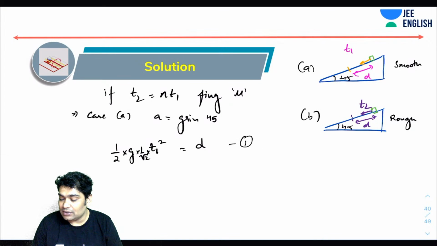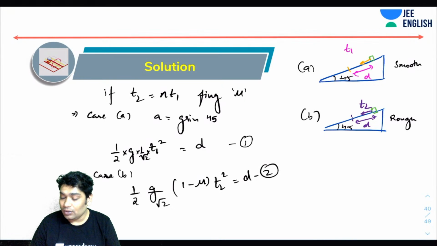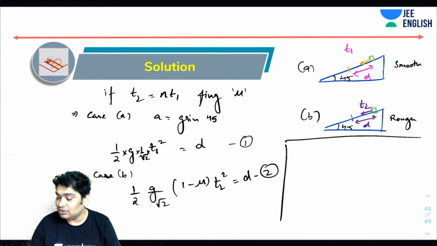Similarly, for case B, the equation would have been d equals half times g into sine theta minus mu cos theta, into t2 square. I can take g sine theta cos theta common because of the 45-degree angle, and inside I'll have 1 minus mu, into t2 square. Now all you need to do is divide equation number 2 by 1.